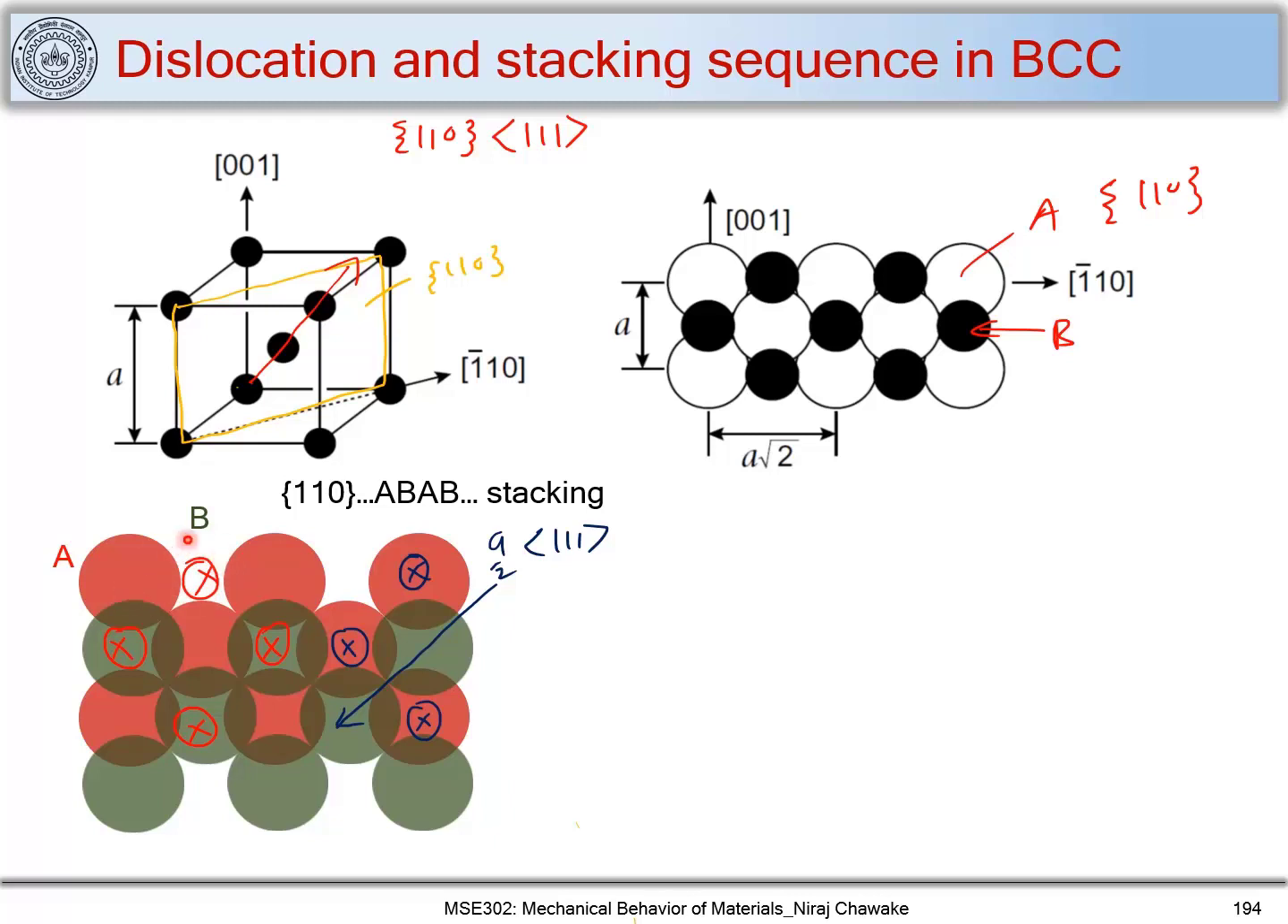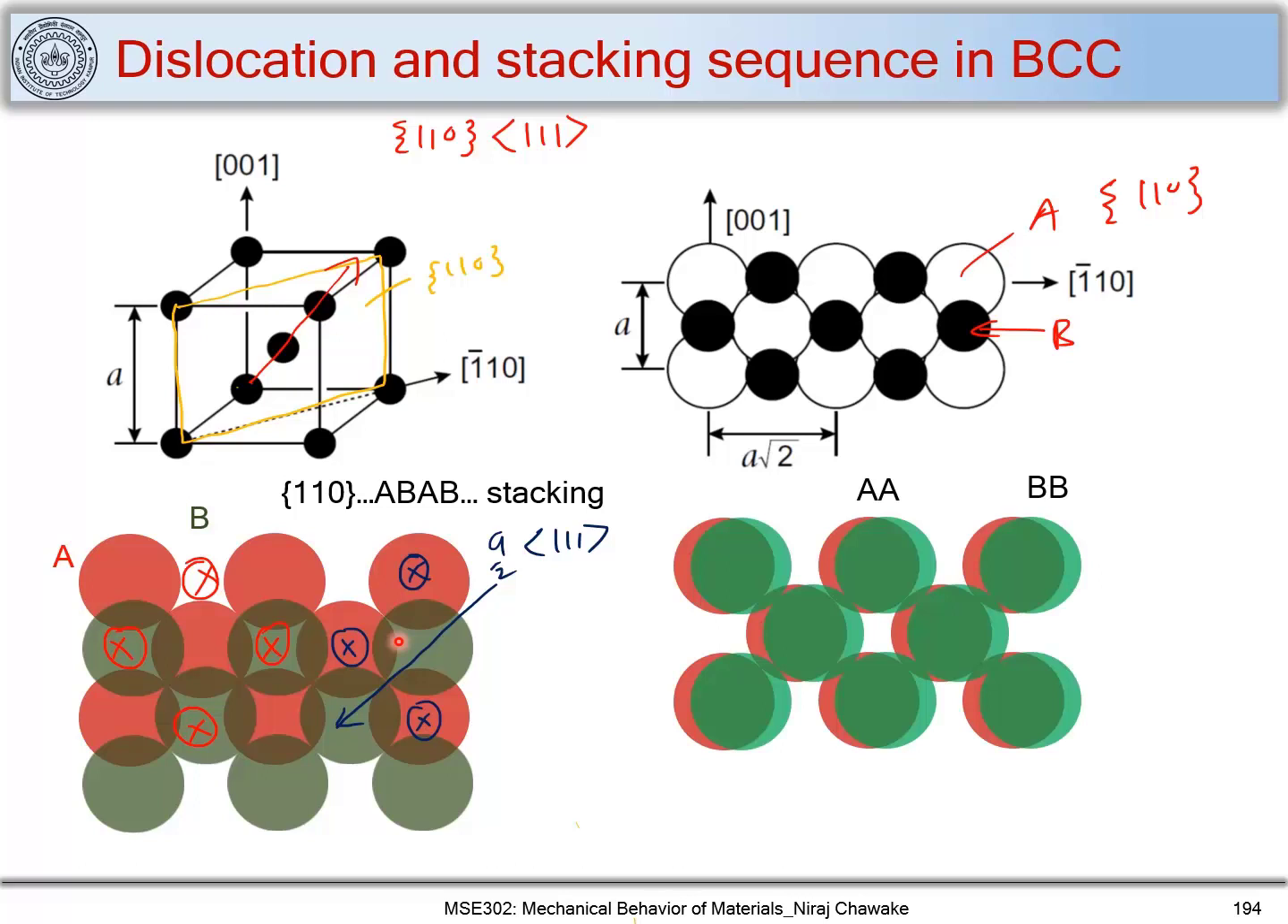So you have positions of B atoms at these positions, and you have positions for A atoms which are at these locations, that is in between two B atoms. And thus we have AB-AB stacking which remains the same even when we have glide of B atoms over A atoms. Now let's consider a scenario where I move these B atoms over an A atom. What will happen? It will have AA kind of layers or BB kind of layers.